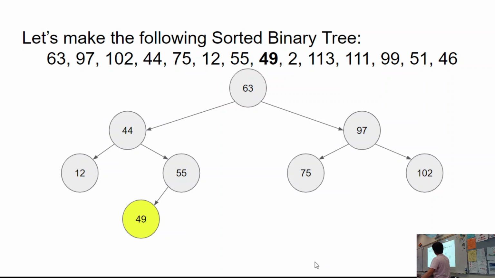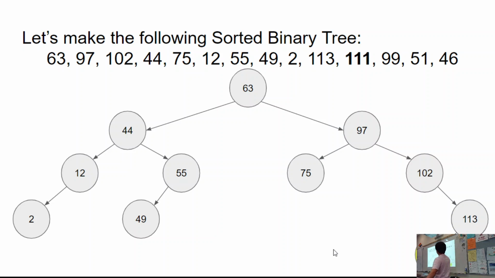It's less than. 2, where does 2 go? All the way left. You can see a little pattern of the smallest and the biggest values, right? 2 is going to sit far left. 113, all the way right. It's our biggest value. 111. Right, right, left. It's bigger than 102, less than 113, so we sit on the left side.